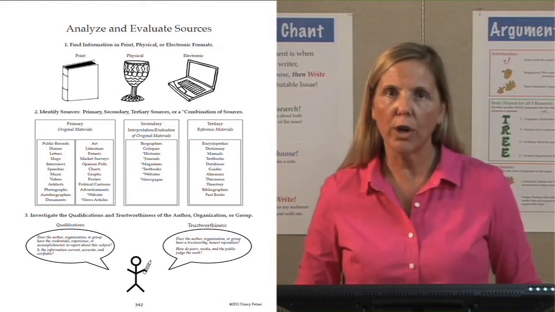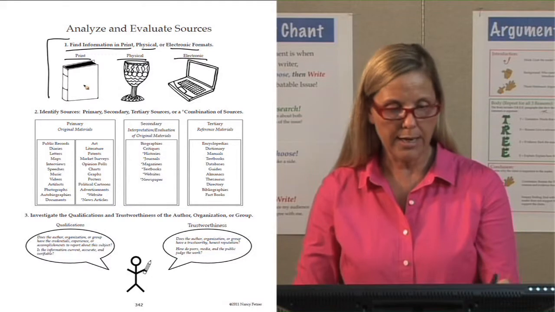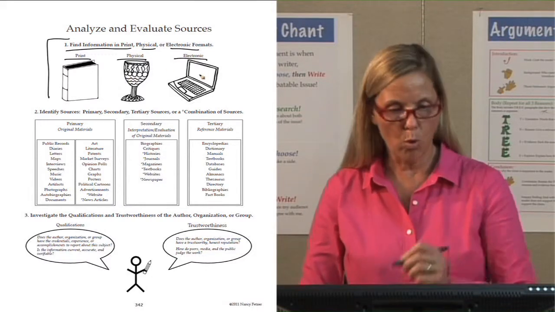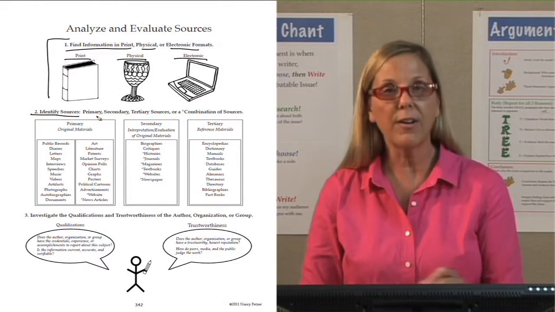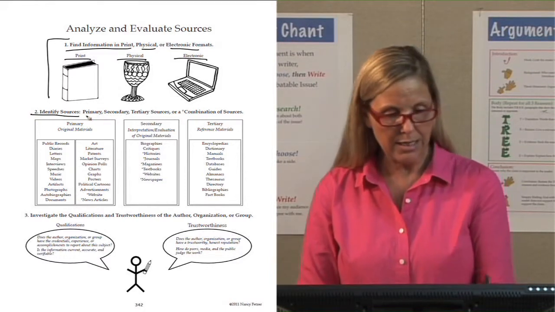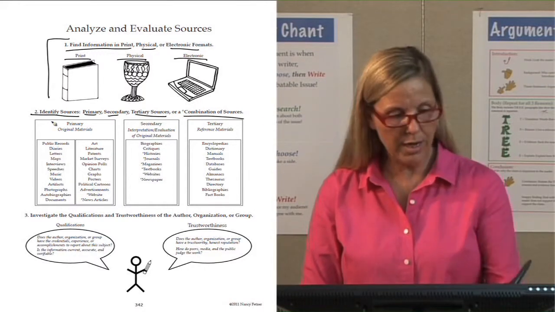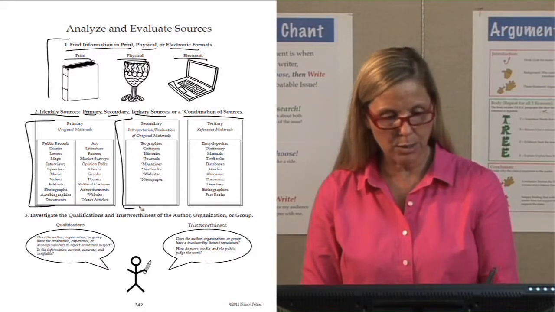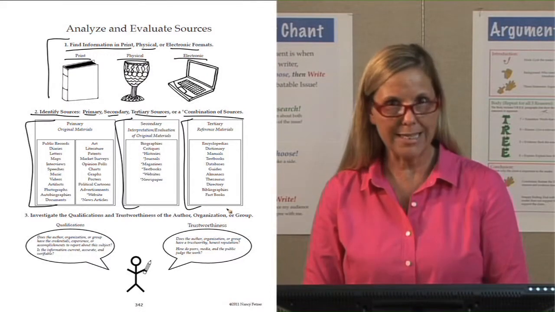argument. What do you do when you look at a source? It's that beginning step. Where do I go for a source? I can go to print, physical, or electronic sources. Once I have the source, I need to identify what kind of source it is. Is it primary, secondary, tertiary, or a combination of sources? I have those listed in boxes below for students to analyze what kind of source is it.